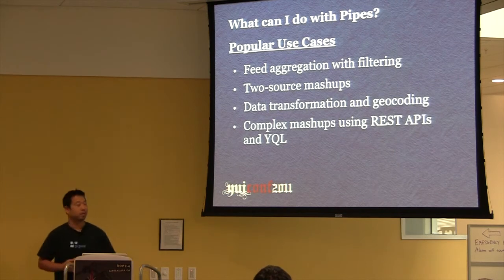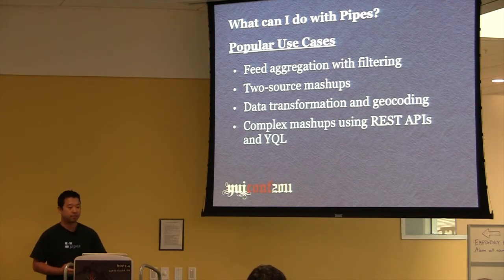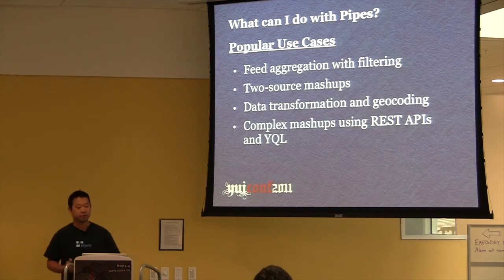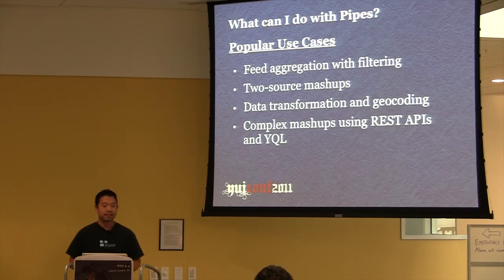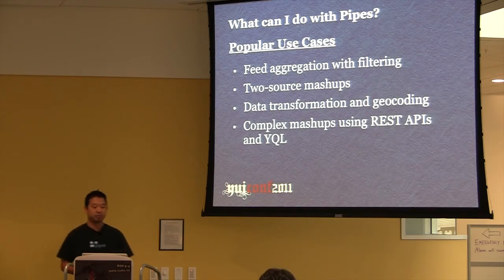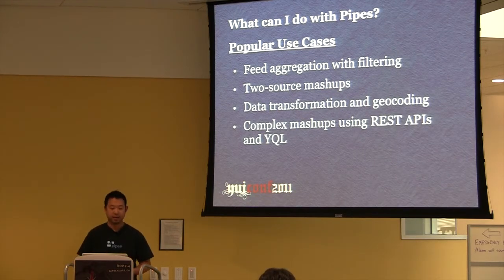So here are some of the popular use cases for Pipes. The number one use case for Pipes is feed aggregation. This is where you bring in a whole bunch of RSS feeds or data feeds from REST endpoints, and you could filter on it. The second one is 2-source mashups. An example of this is if you bring in, let's say, a Craigslist RSS feed, and you want to see a price point against Amazon. This is another popular use case.